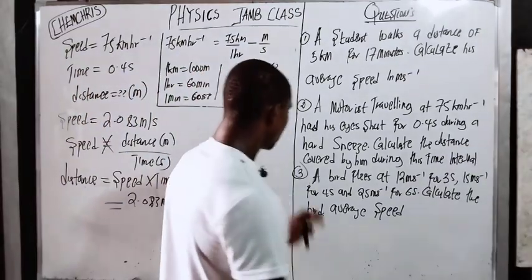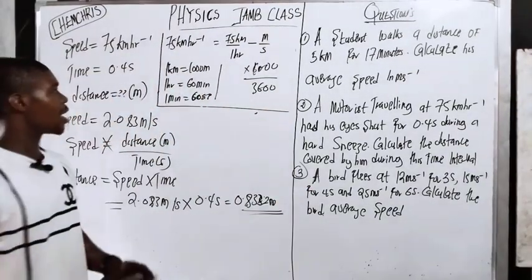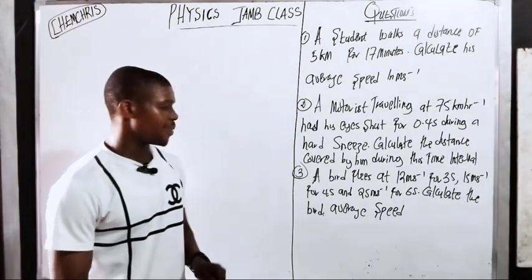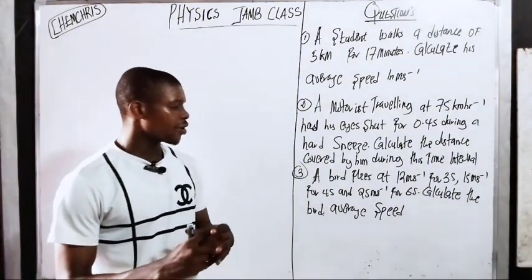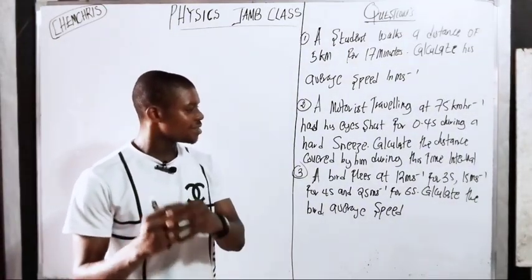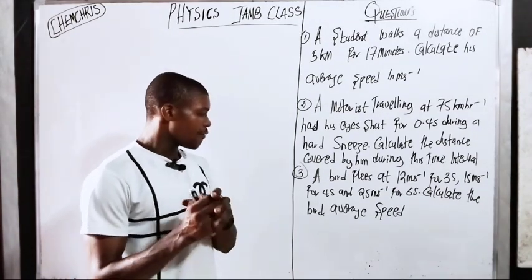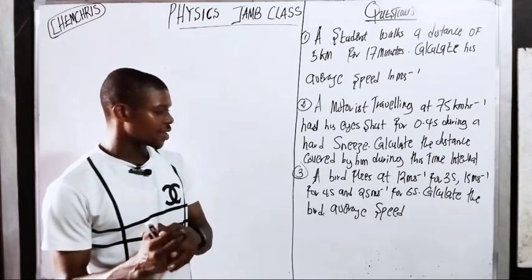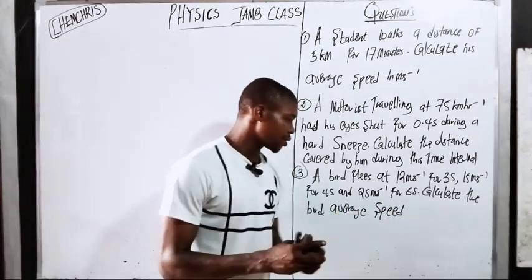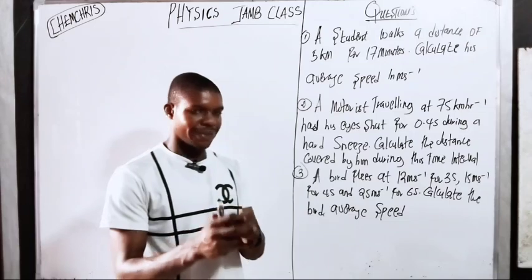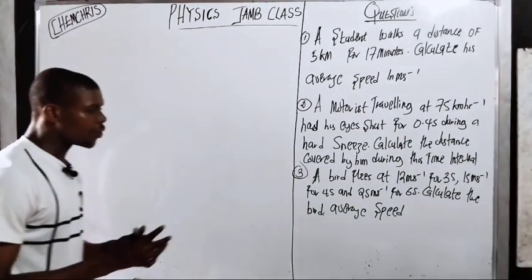So let's look at question 3. Okay, now look at this one here. They say that a bird flew at 12 meter per second for 30 seconds, 15 meter per second for 4 seconds, and 25 meter per second for 6 seconds. Calculate the bird's average speed.